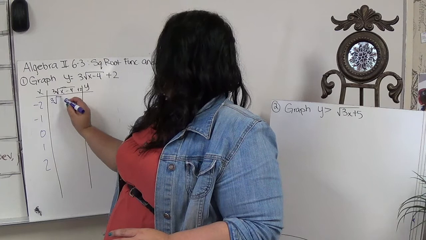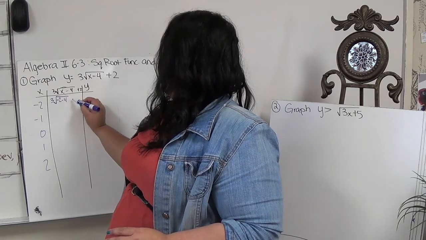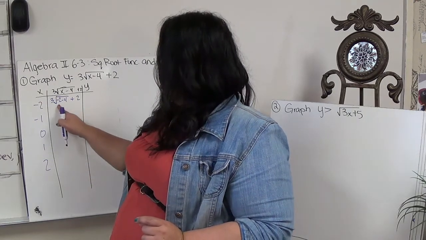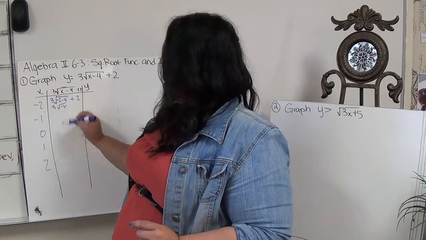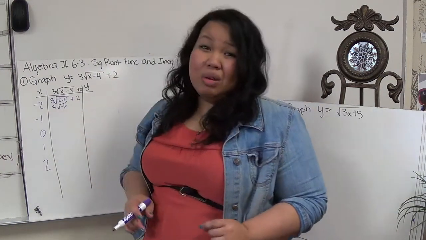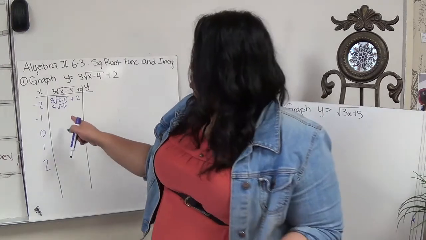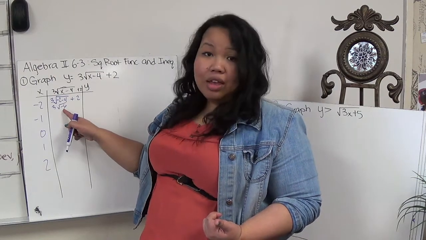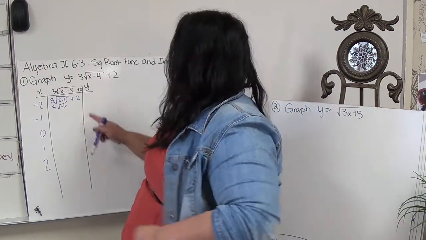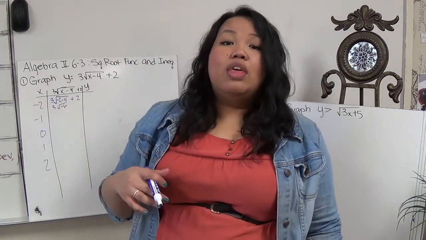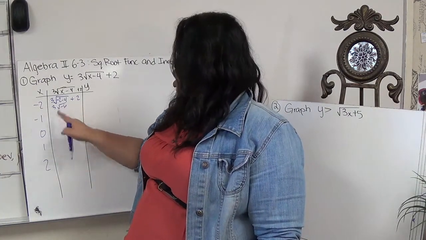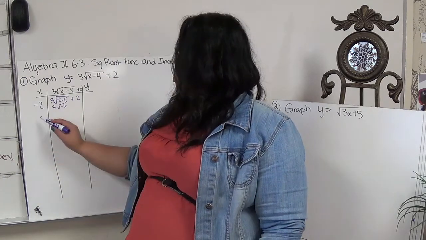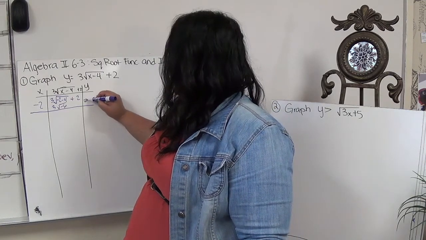This is going to be 3 square root of -2 minus 4, plus 2. So this gives us 3 root -6, which is actually an imaginary number. I can't graph an i, so I have to make sure I get a number bigger than 0 under the root, not negative. So I have to change these.